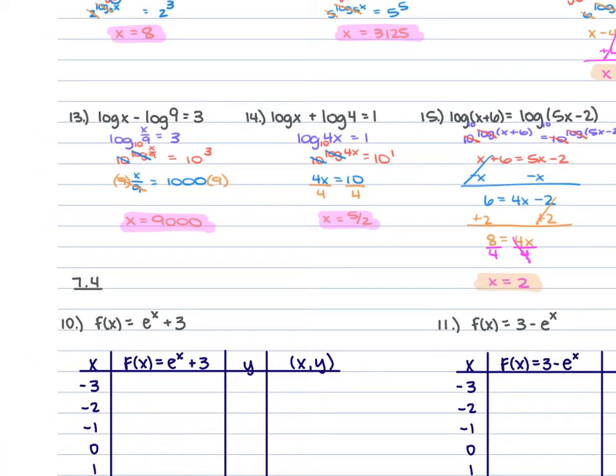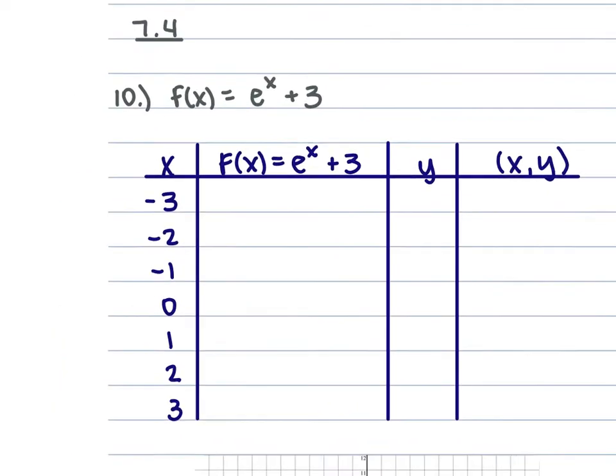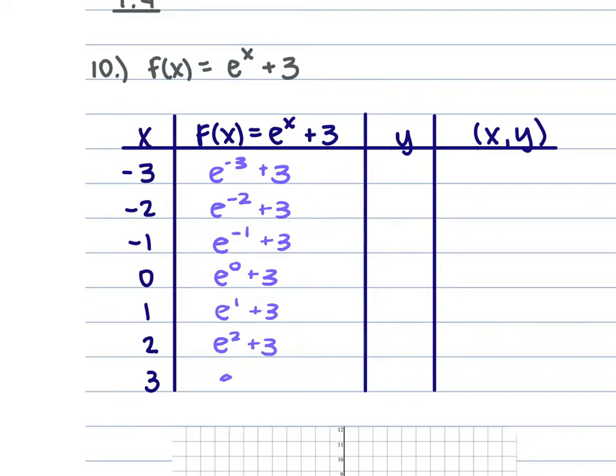Our next part of our review works with those functions that involve e. So with all of these, what I'm going to do is e to the power of negative 3 plus 3, e to the power of negative 2 plus 3, e to the power of negative 1 plus 3, e to the power of 0 plus 3, e to the first power plus 3, e to the second power plus 3, and e to the third power plus 3. So from here, I'm going to plug these into my calculator.